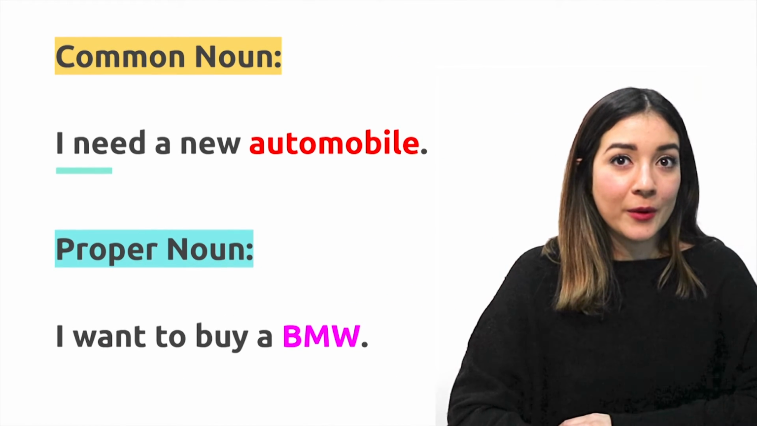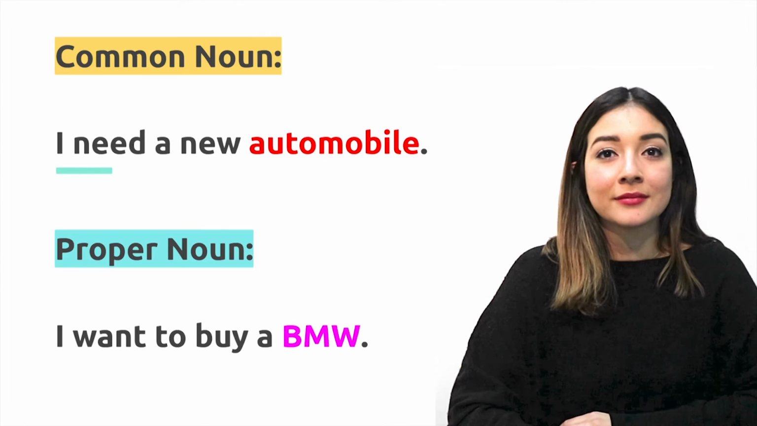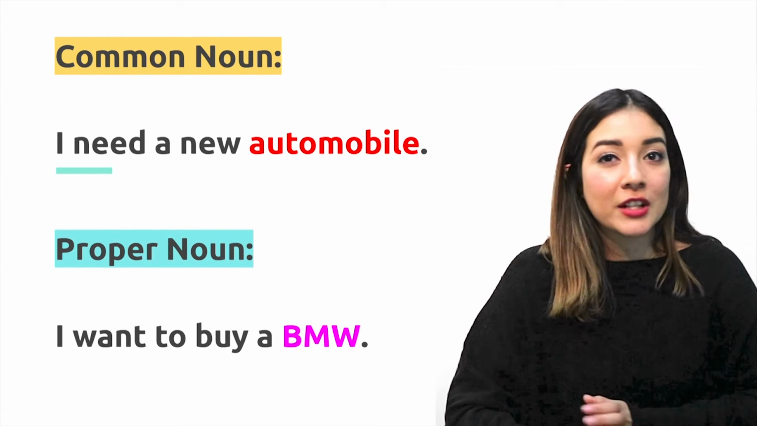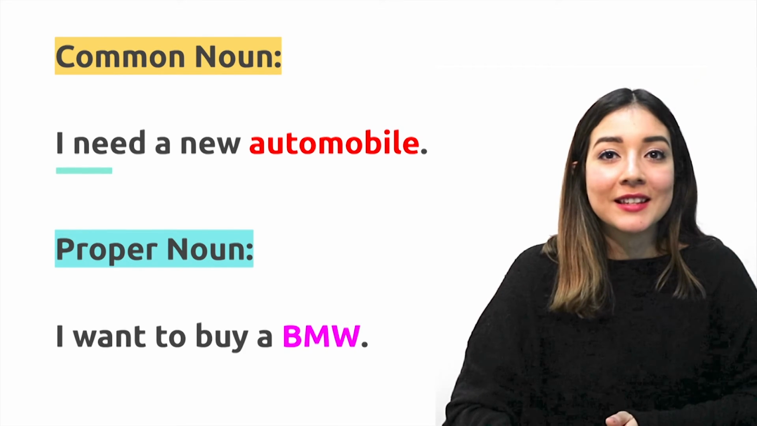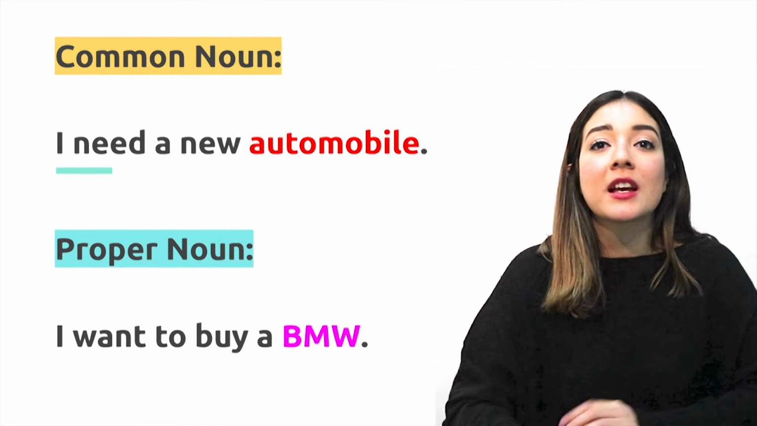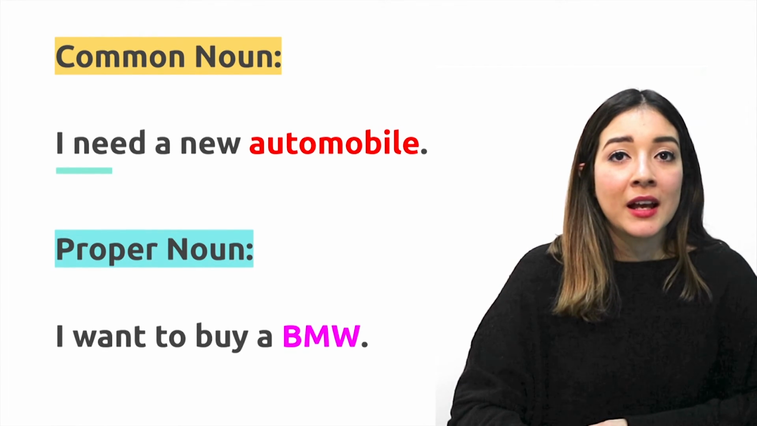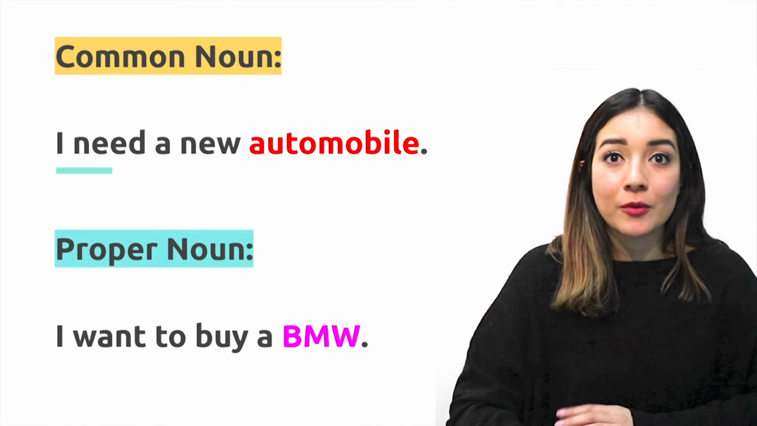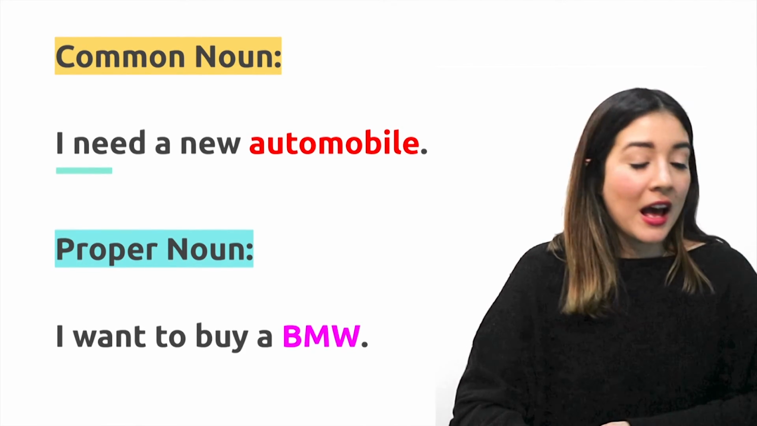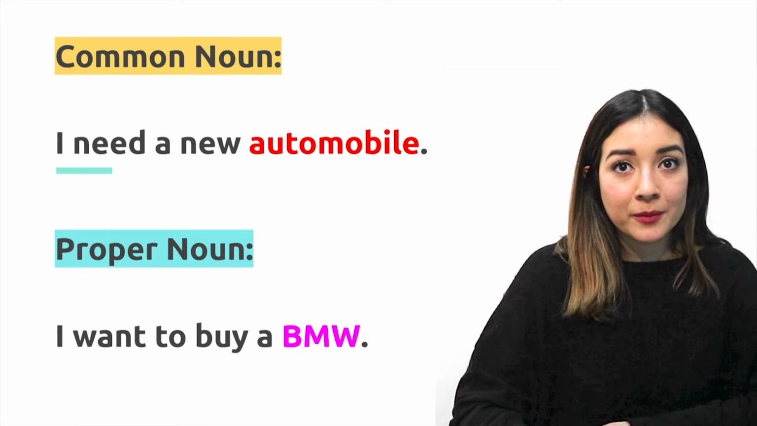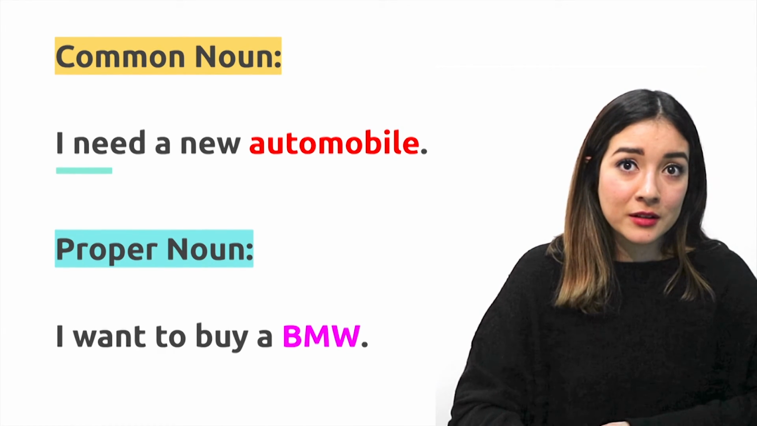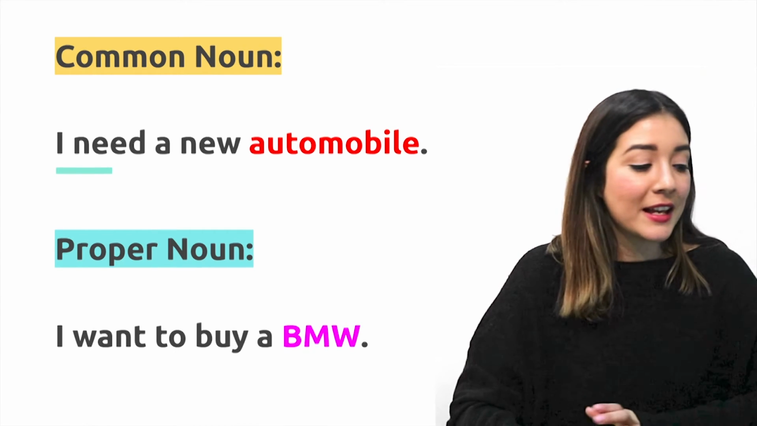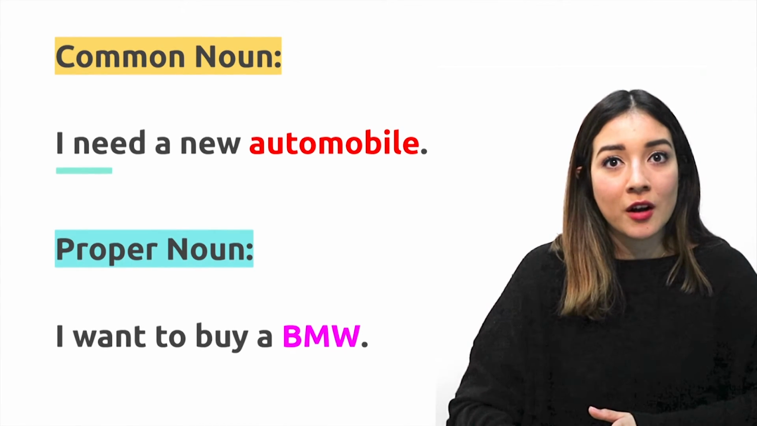I need a new automobile. Am I mentioning what automobile I need? No, I just need, in general terms, a new car. Now I can answer or respond or say, I want to buy a BMW. Now this is a specific automobile that I want because, as I mentioned, I need a new car.